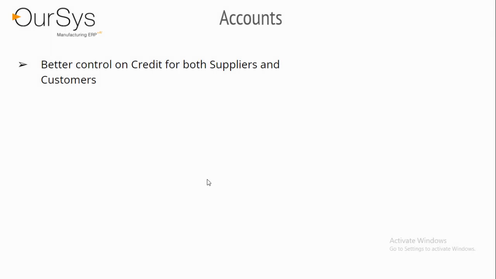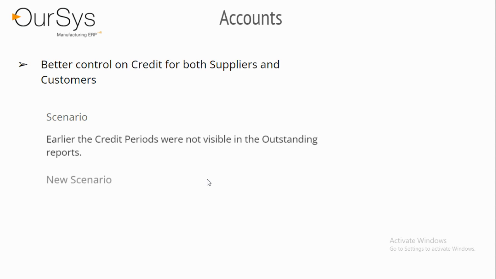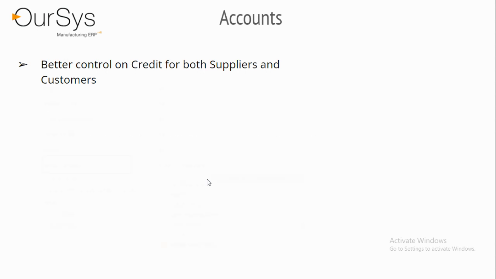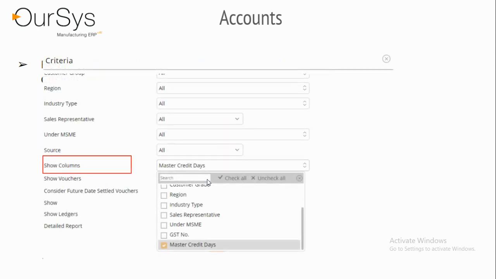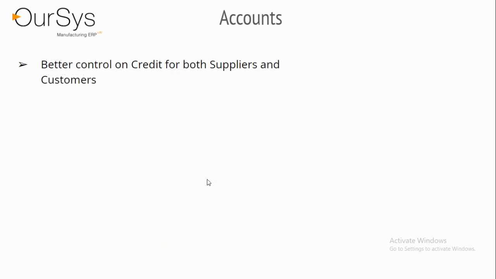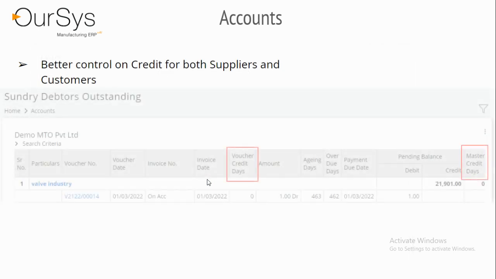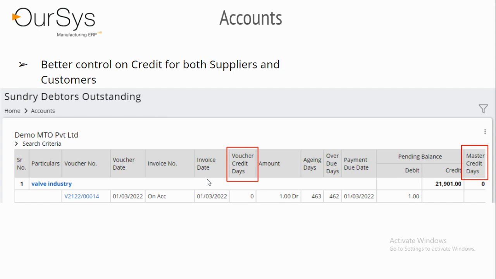Next, we have made some changes in the accounts for better control of credit for both suppliers and customers. The scenario was that earlier the credit periods were not visible in the outstanding reports. So now in the filter of the supplier outstanding and customer outstanding reports we have given the option of credit period and the master credit period as per batch. In the filter, under show columns, you select the master credit dates, and when you click on show detail, you select the voucher credit dates. When you select both columns in the outstanding reports, you will get both columns with the data.